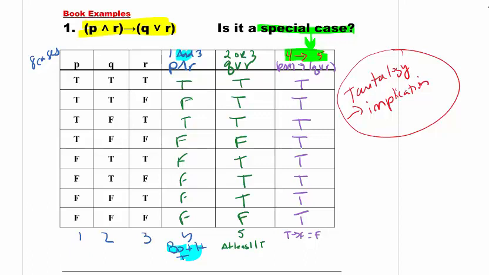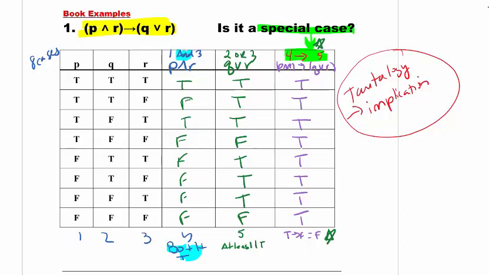Now, if you like the way the book does it, where they don't go left to right, it's okay. Just make sure you star for me what your answer column is. For my technique, this last one will always be your answer column. But if you're doing the in-between pieces like they do, which is perfectly fine, make sure you star it for me.